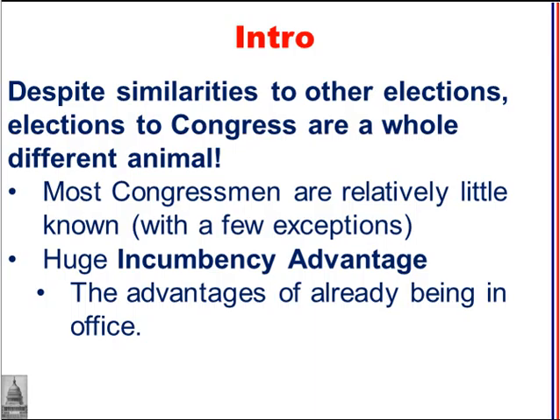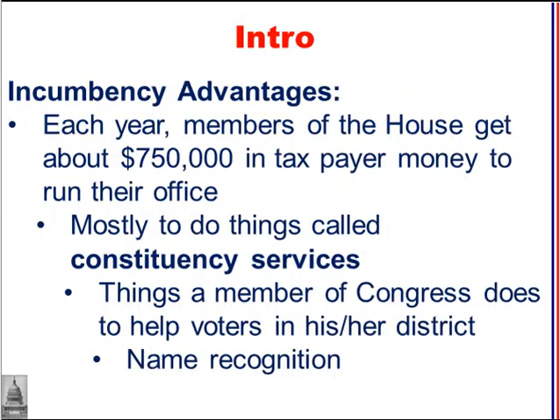Despite the similarities to other elections, congressional elections are a whole different animal. Most congressmen are relatively little known, with a few exceptions. And there is a huge advantage to the incumbent in congressional elections. So the incumbency advantage is the advantage of already being in office. For example, each member of the House gets approximately $750,000 in taxpayer money to run their office. And that's for things like constituency services. And those are the things that a congressman does to help voters in his or her district.